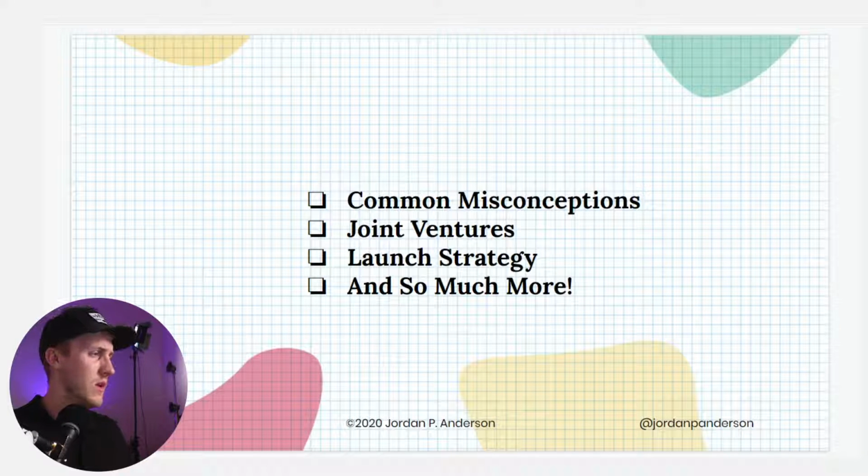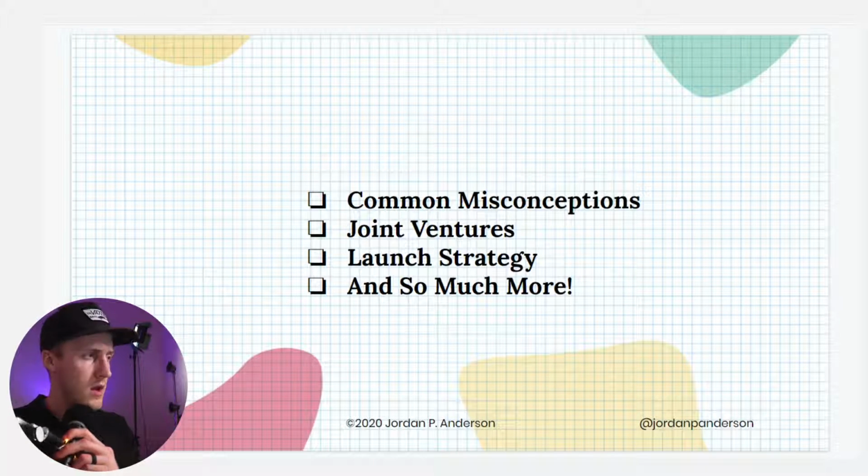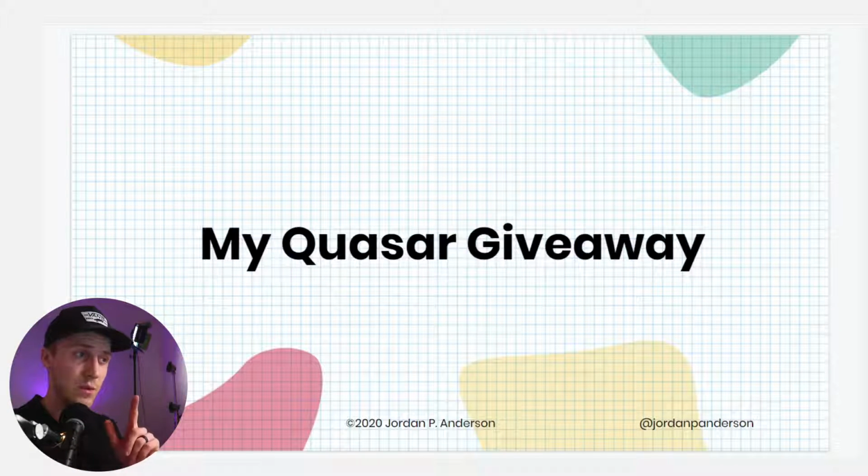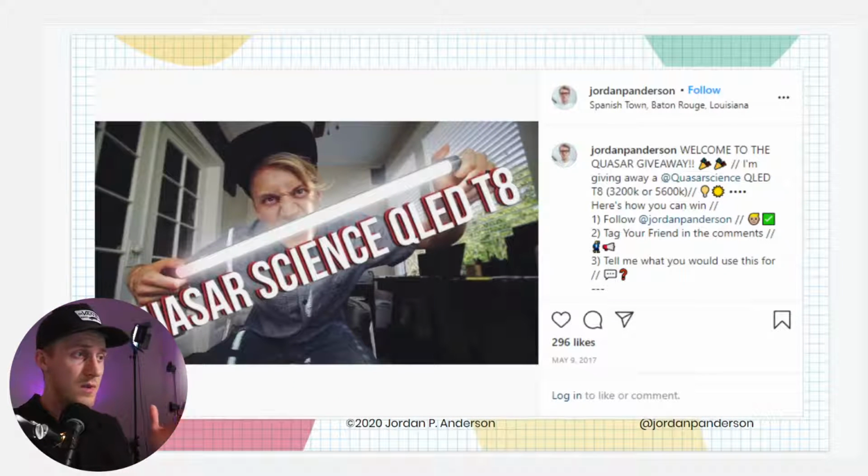So let's go into first what I did, a giveaway back in 2017. I call it my Quasar giveaway, and it was for the Quasar Science QLED T8 tubes. These had just come onto the market. They were really new. I like Quasar Science. I was a fan when they were first coming out. Back in 2017, they were the only company making LED tubes that were daylight balanced, fluorescent replacements.